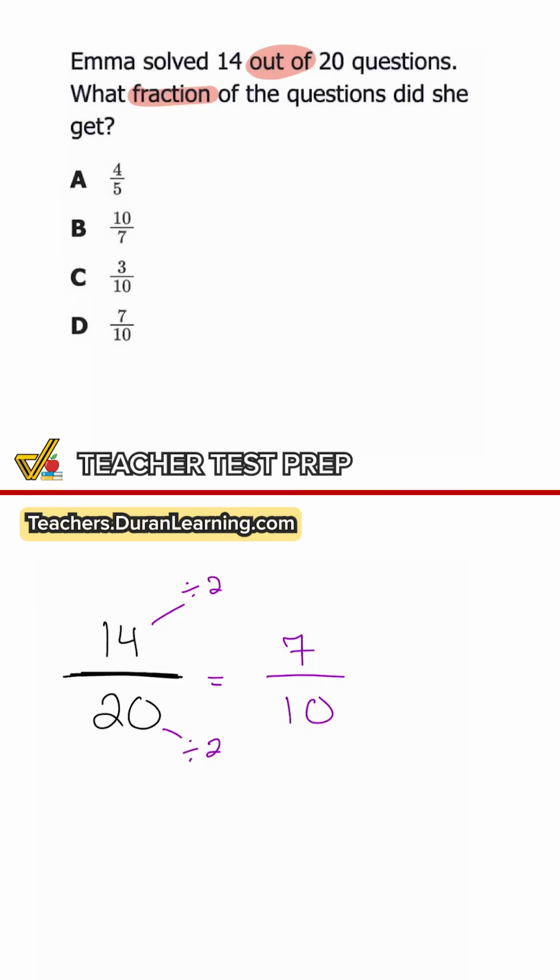From here, can we go any further than that, everybody? Can we go any further than that? We cannot. That is as simple as it gets because 7 and 10 don't share any more common factors other than 1. And so the correct answer is answer choice D.